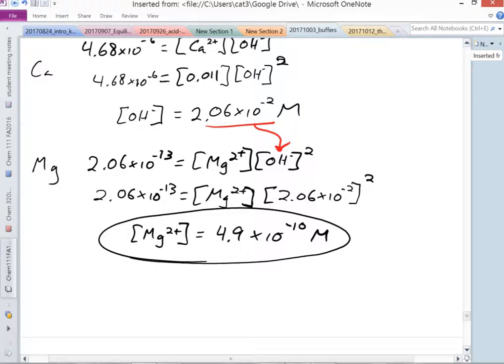Not that much magnesium. Did I answer the question? Yep, because I got magnesium, and I did it at the calcium conditions. Sig figs, I think it was 2, and units are molar. Jamaica had a good question about the units.